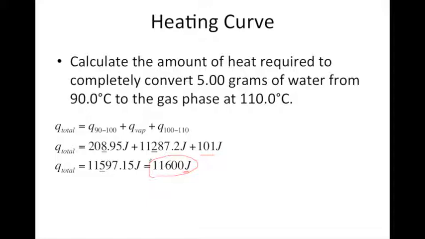So practice a few more of these heating curve problems and be sure you understand these calculations and be sure that you can repeat these for any substance that you are asked.